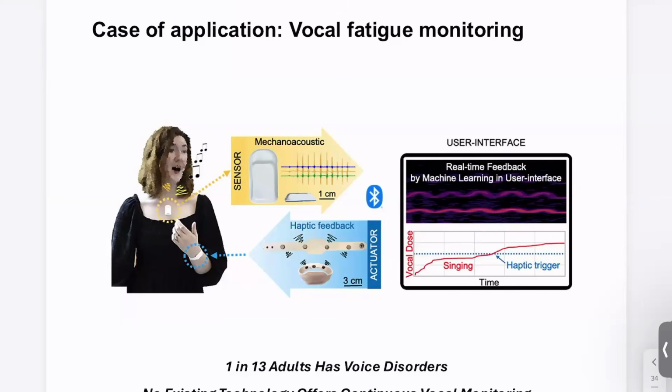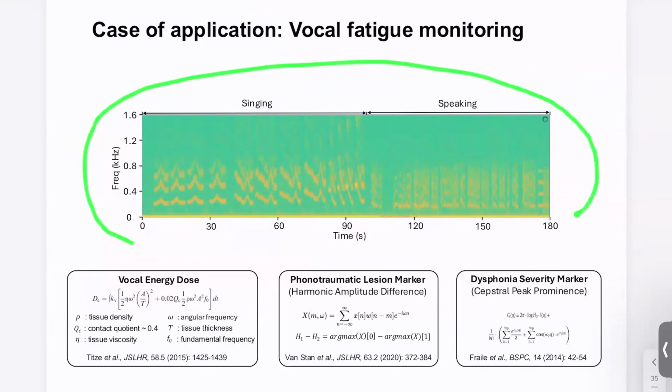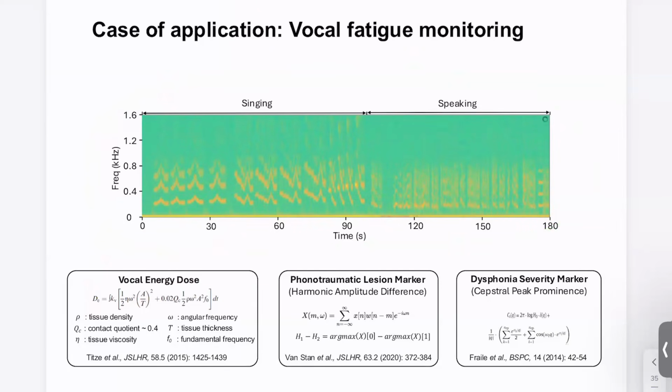TV reporters or teachers, they care about their voice, they care about their vocal health. They want to know how much they are using their voice and whether their voice is doing okay. So we put the device on their chest, and then we also have a haptic feedback device. So when we detect they are using their voice too much, the haptic feedback will just vibrate to warn them, take a break.